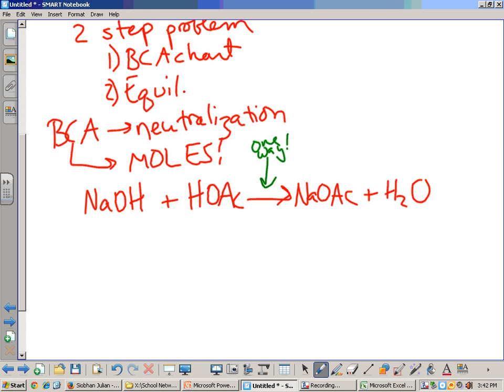We need the complete reaction for this BCA chart. You can't get away with some of that slapdash stuff I saw a lot of you doing on the previous test, which was fine because it worked on the previous test, but you need the entire reaction for this.